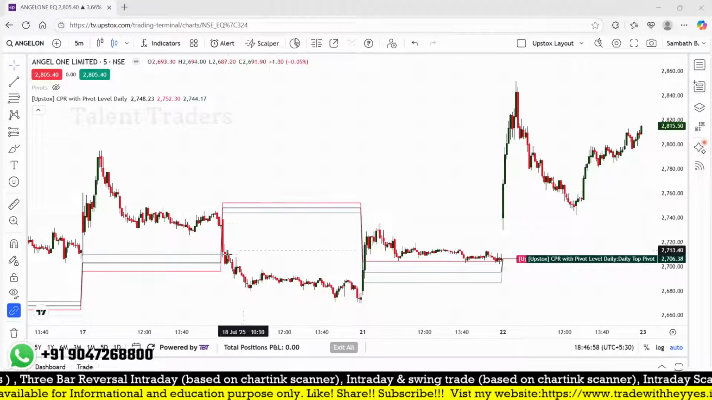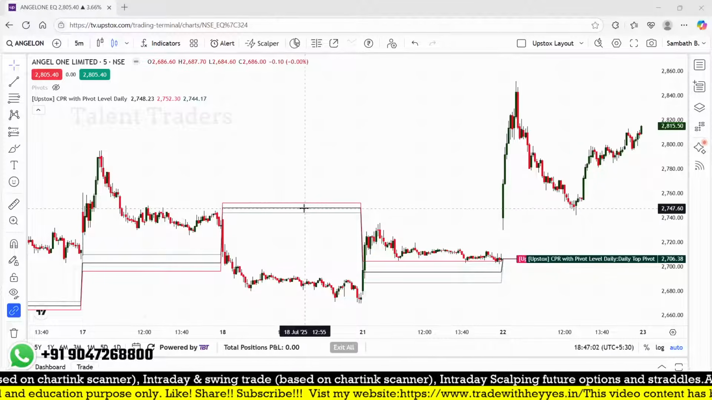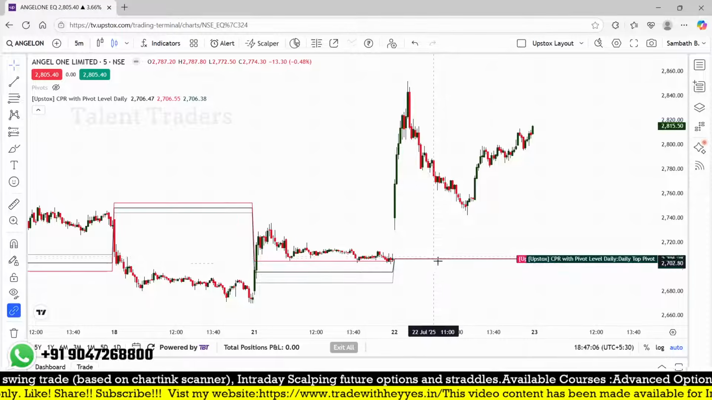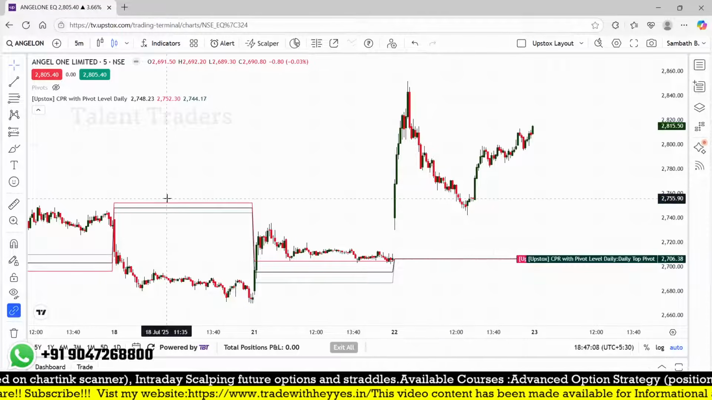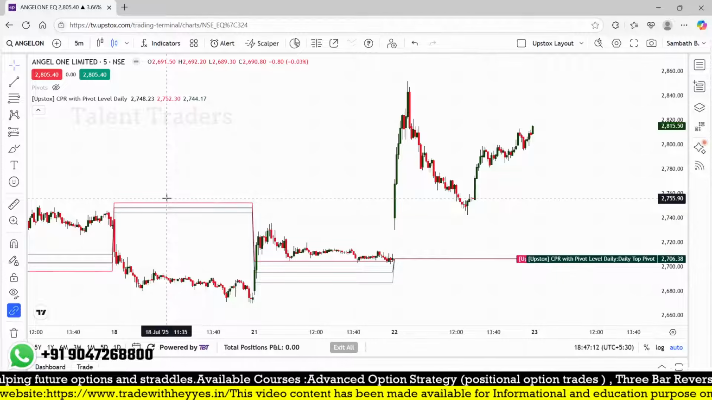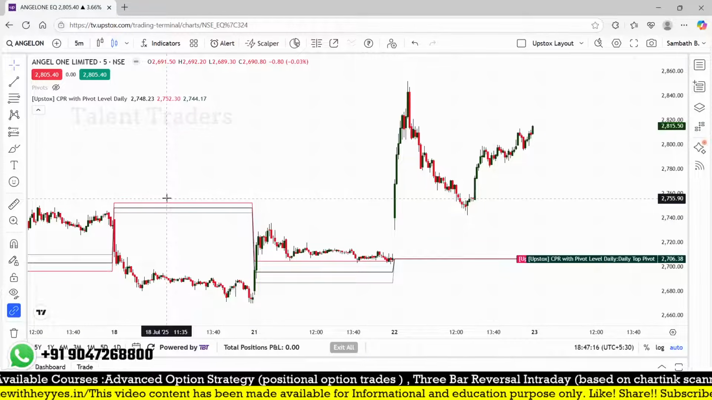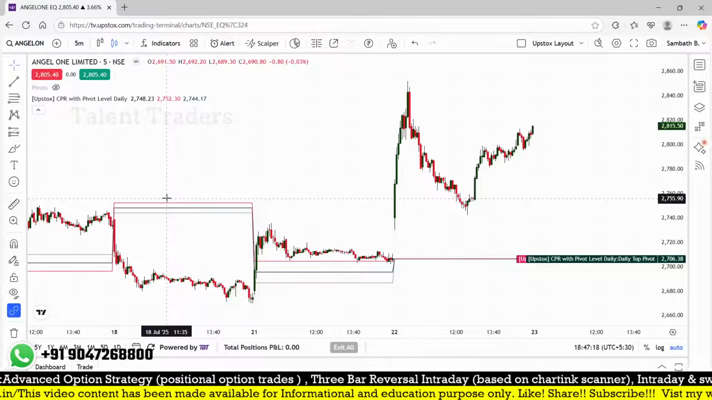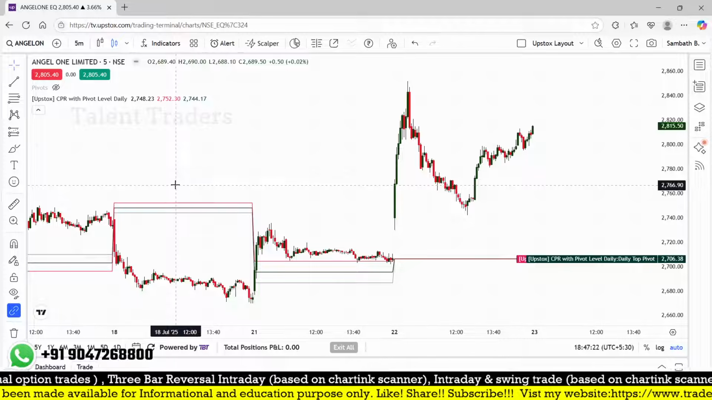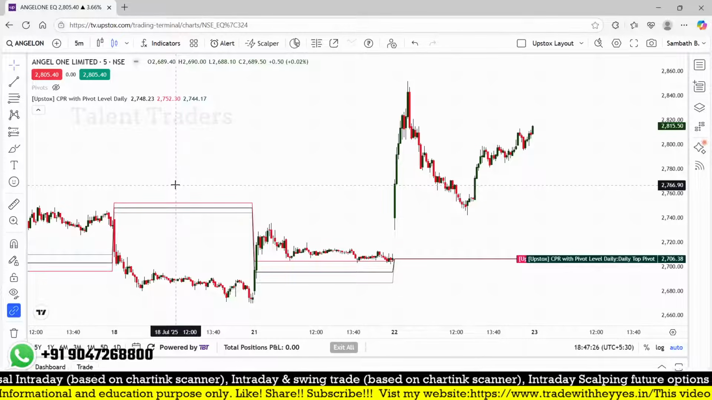CPR has three important lines: TC, BC, and pivot. To find such a very narrow range, compared to the last 10 days average, which is what I want to find out, using charting directly was not possible. So we use a custom indicator to find that particular pattern with the scanner. Let me try to create that in charting scanners.